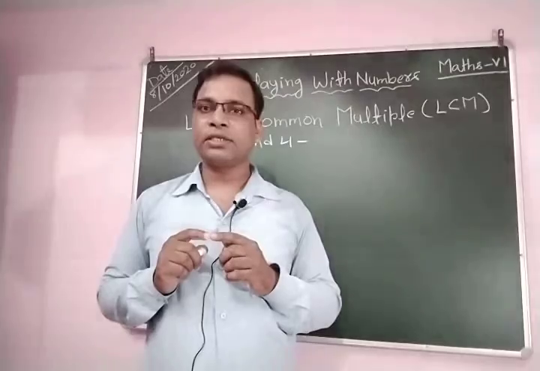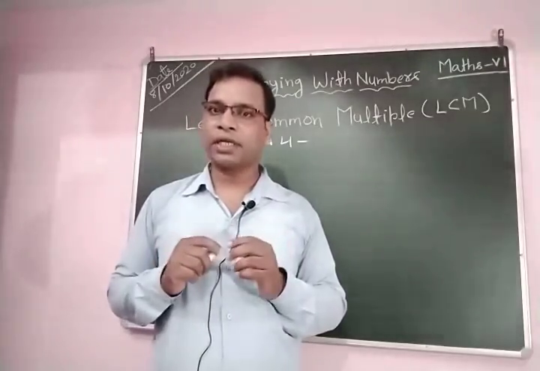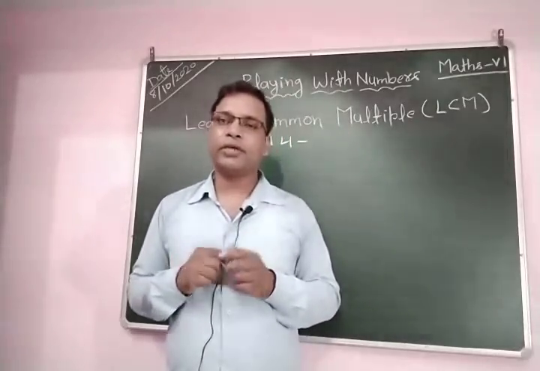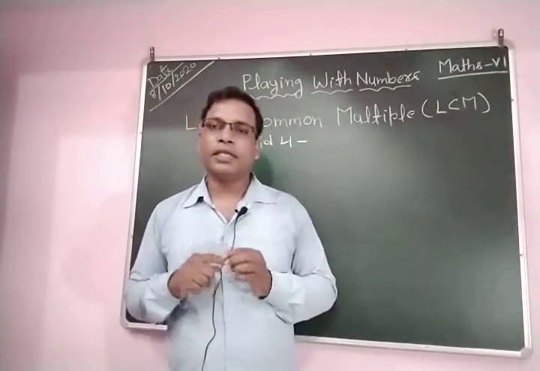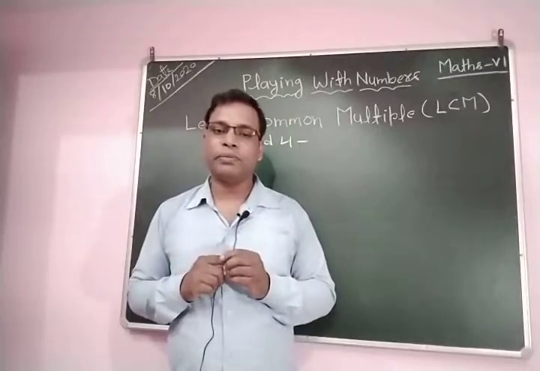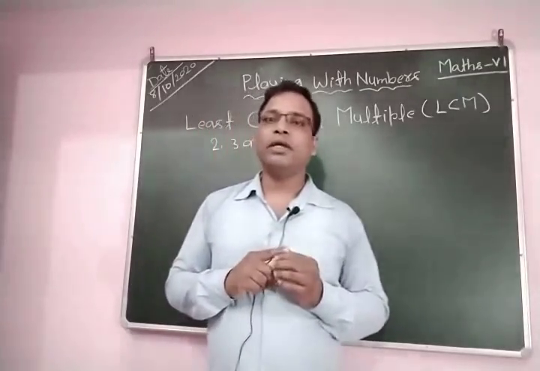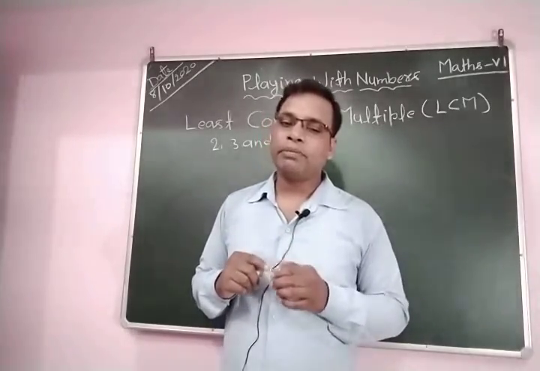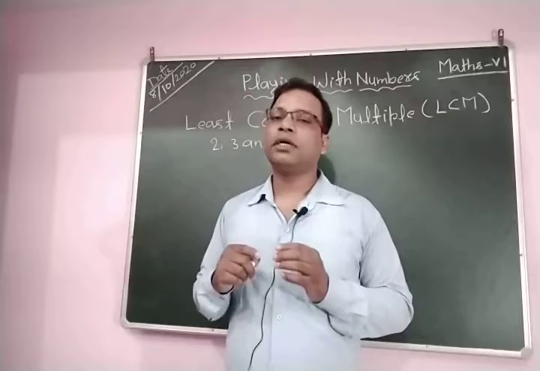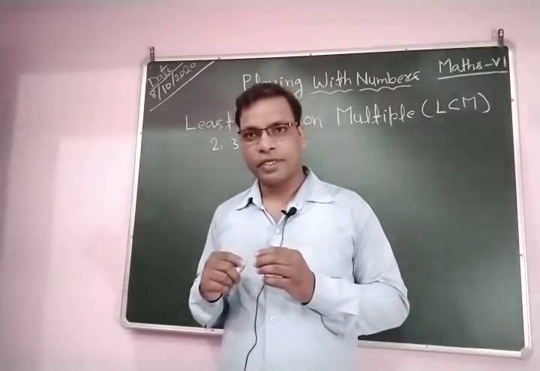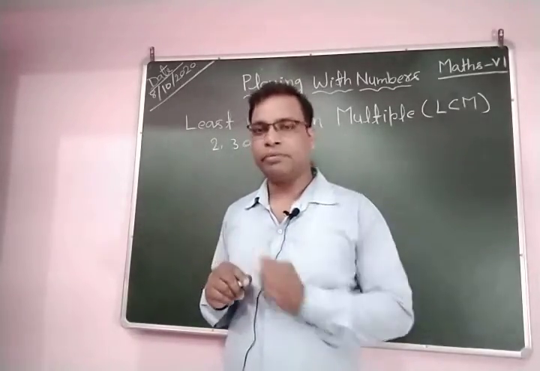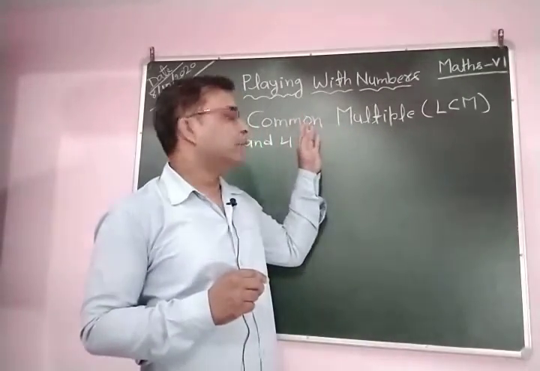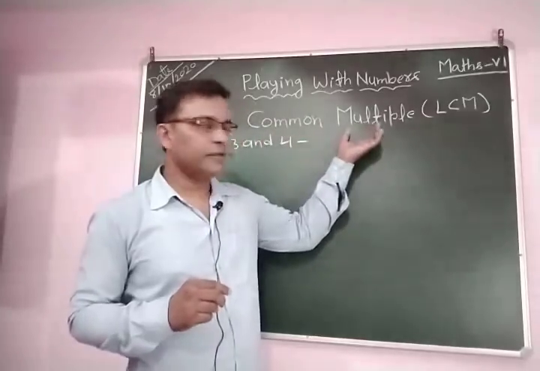LCM is the least common multiple, or lowest common multiple. You know very well what LCM is. The least common multiple of two natural numbers is the smallest natural number which is a multiple of both, that is, divisible by the given numbers. According to its name, multiple, common, least, so first we write their multiples.